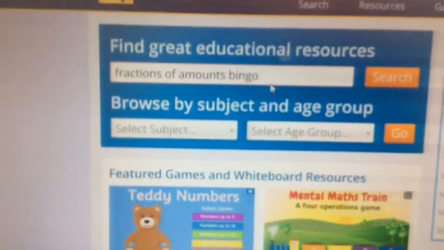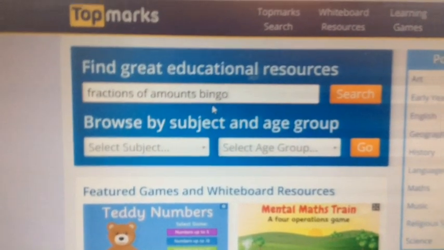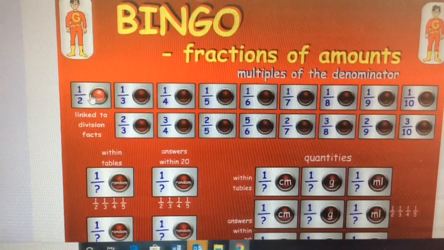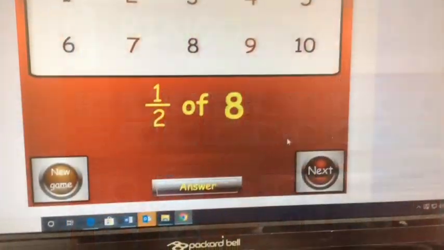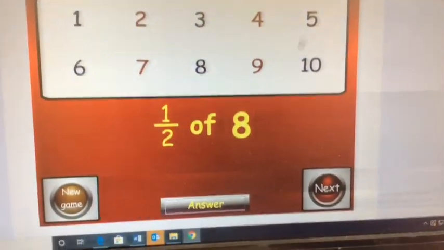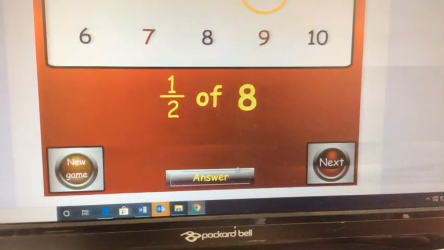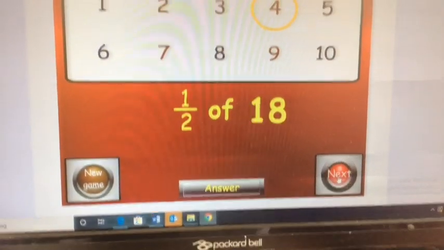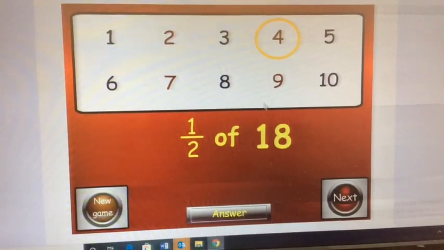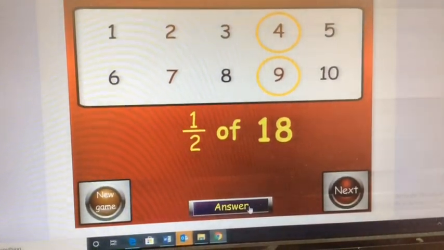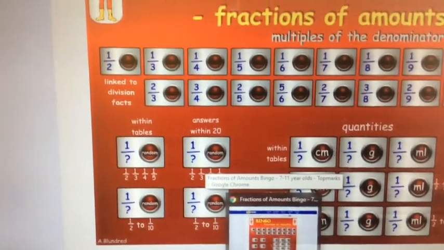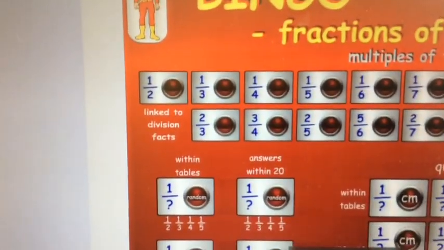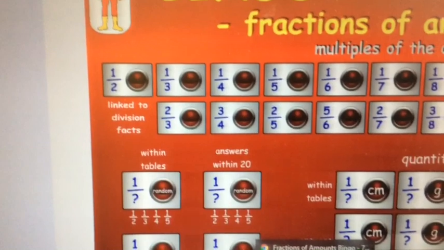Go to the Top Marks website, please. In the search today, you need to type in fractions of amounts bingo. And you're going to start off by finding halves. Okay, so half of 8 is 4. You can check your answer. Next, half of 18. 9, I think. Check. And so on. If you're happy with that, you can have a go at finding 1/4 or 1/3.